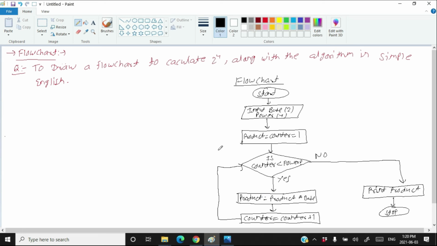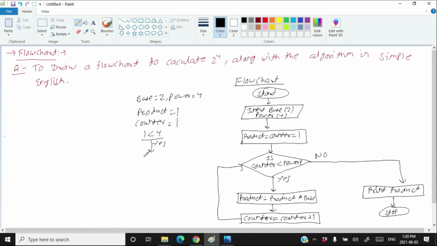Now let's start. You have to calculate 2 to the power 4. So what will you do? Your base is 2. Power is 4. Product is equal to 1 because of this statement. Counter is equal to 1. Got it? Is counter less than power? Is 1 less than 4? Yes, 1 is less than 4. You have to go in the yes direction.